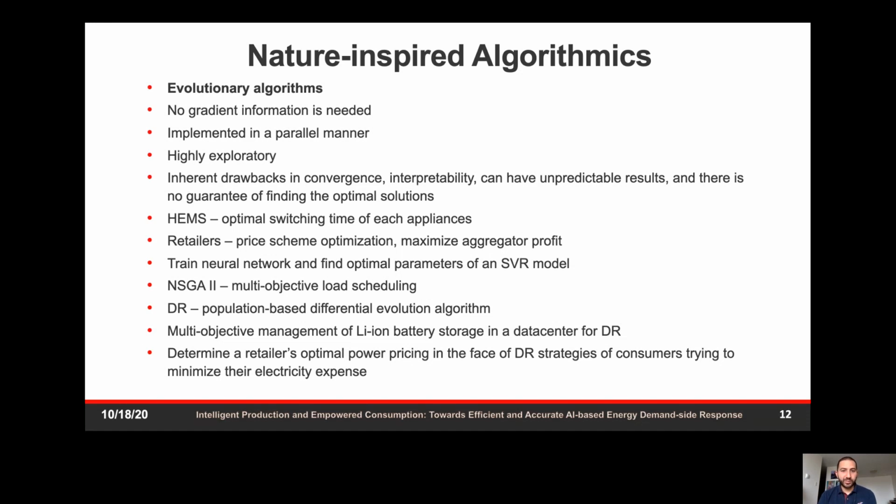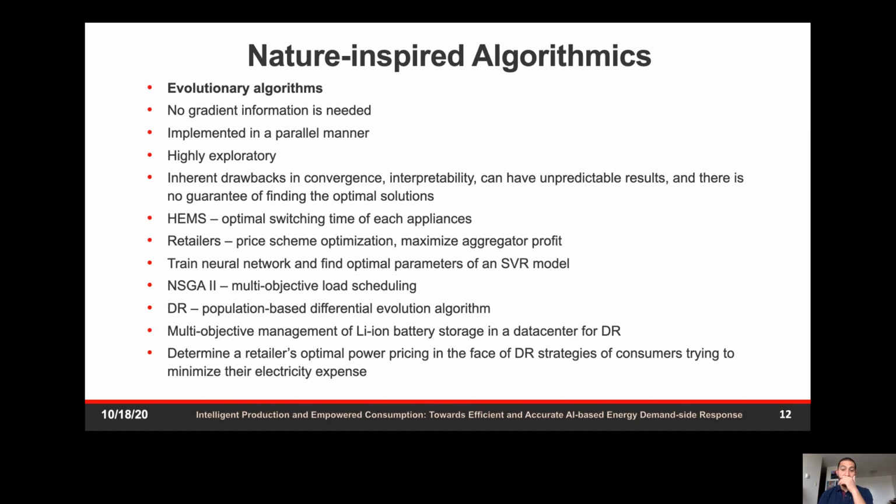Genetic algorithms are used in demand response for the home energy management system, for optimal switching time of appliances. Retailers use them for price scheme optimization and maximizing the profit for an energy aggregator. They're also used to train neural networks and find the optimal parameters of an SVR model. NSGA-II, which is short for non-dominated sorting genetic algorithm, is used for multi-objective load scheduling.